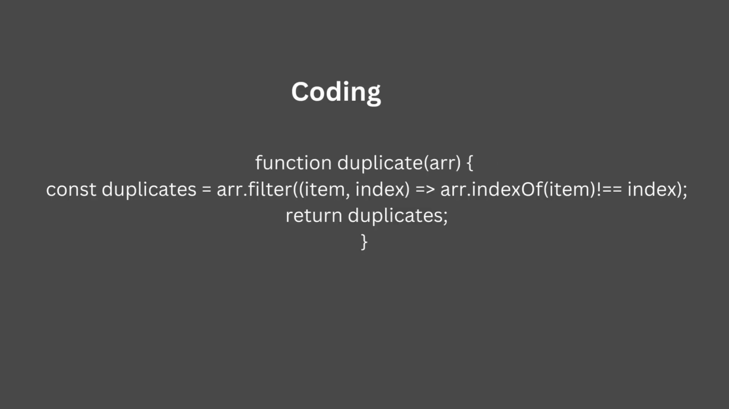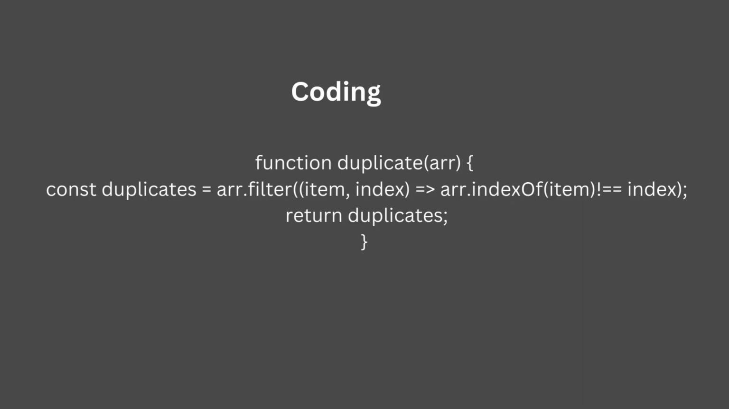Filter method. The filter method of array instances creates a shallow copy of a portion of a given array, filtered down to just the elements from the given array that pass the test implemented by the provided function. A function to execute for each element in the array. It should return a truthy value to keep the element in the resulting array, and a falsy value otherwise.